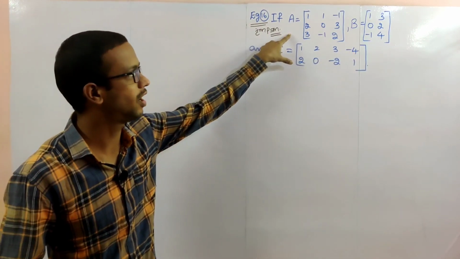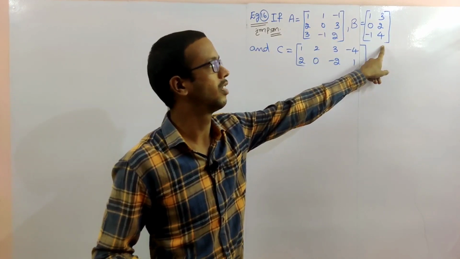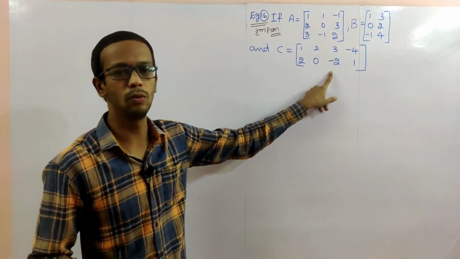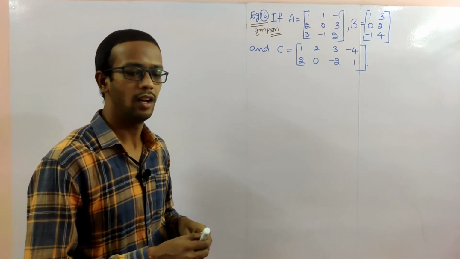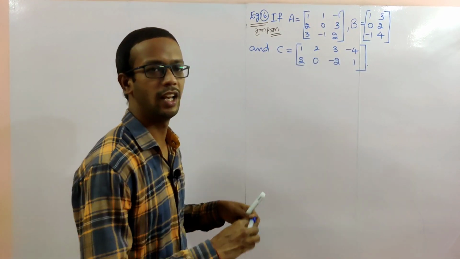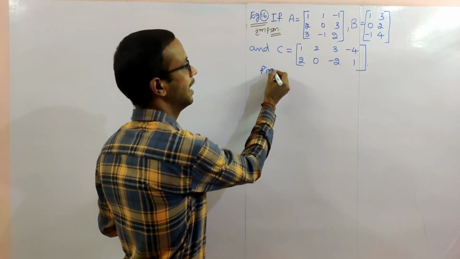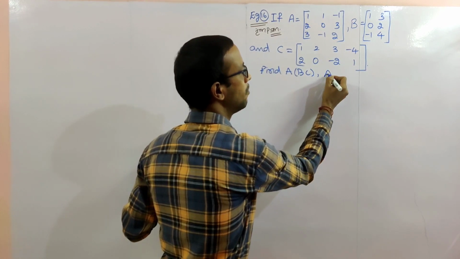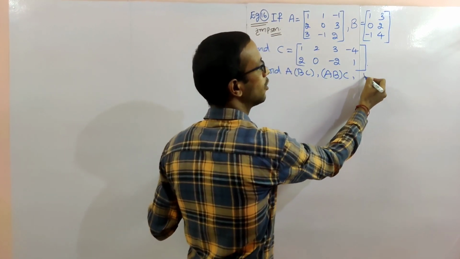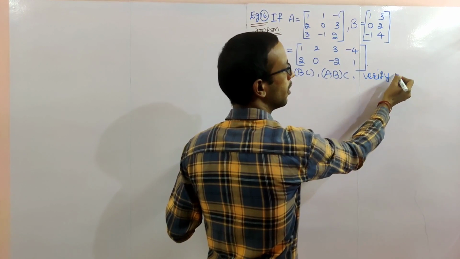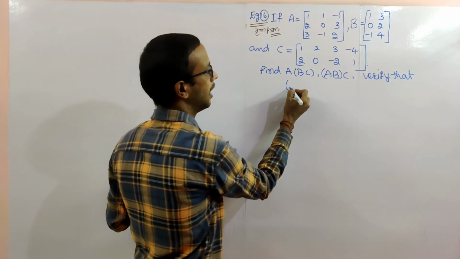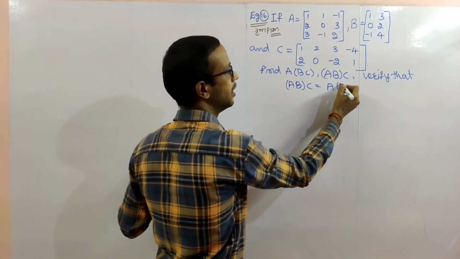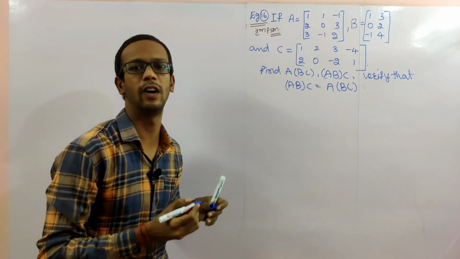If A is a 3 by 3 matrix, B is a 3 by 2 matrix, and C is a 2 by 4 matrix, then the question is to find A into BC and AB into C. Also verify that A into BC is equal to AB into C. We have to verify this also.